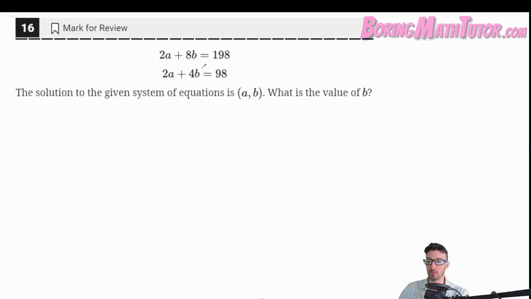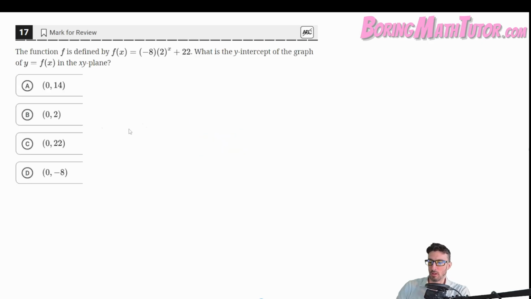The other thing you could do is you could subtract the 2 equations the way that they are right now, because these will cancel, and you'll just get 4b equals 100, and then you divide by 4, and then that just tells you that b is 25.